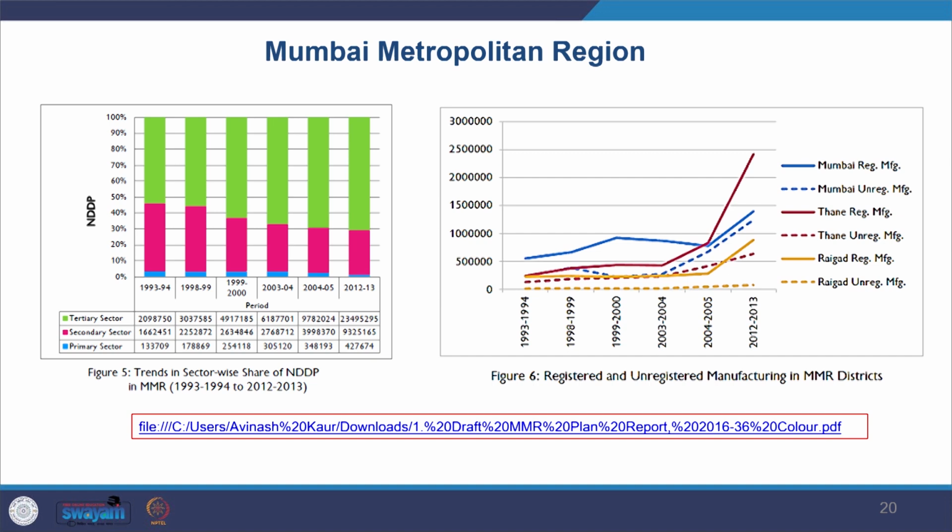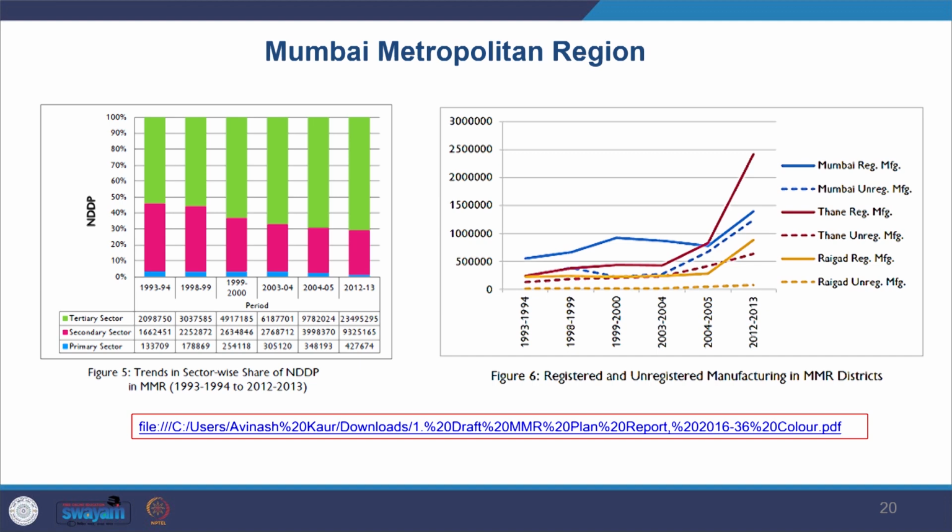It is shown in a timeline from 1993-94, 1998-99, 1999-2000, and so on till 2013. You can also see that the secondary sector is declining and the tertiary sector is increasing. So you can understand what is really going on within the host community. On the right-hand side, you can see registered and unregistered manufacturing in the district. So all these profiles are presented.